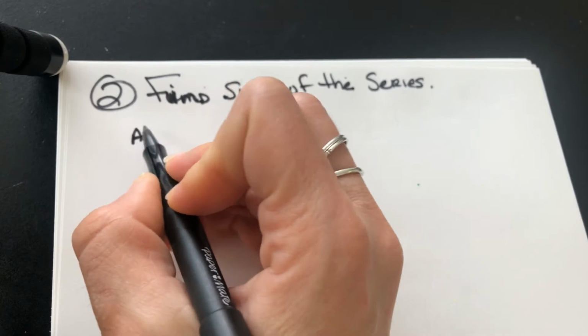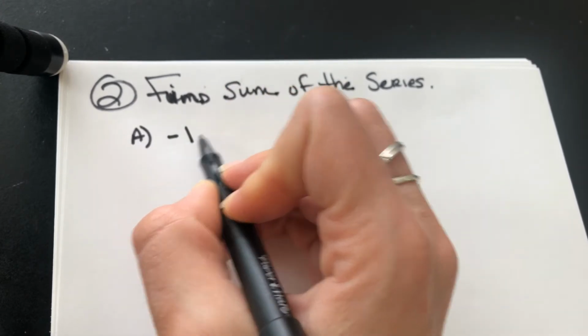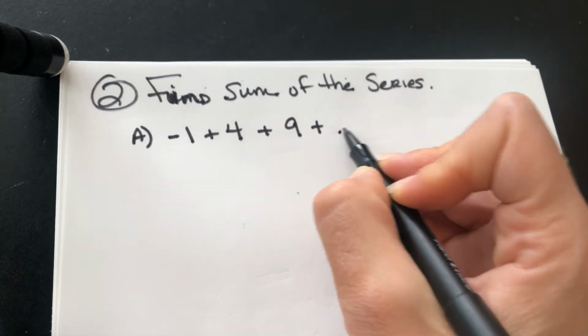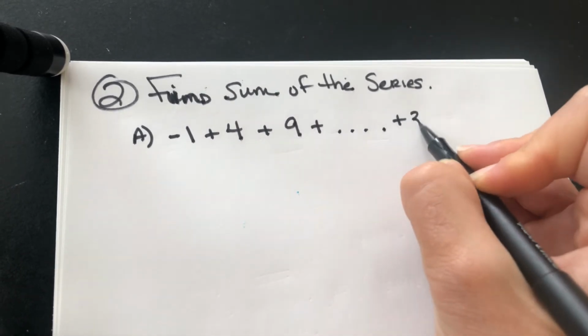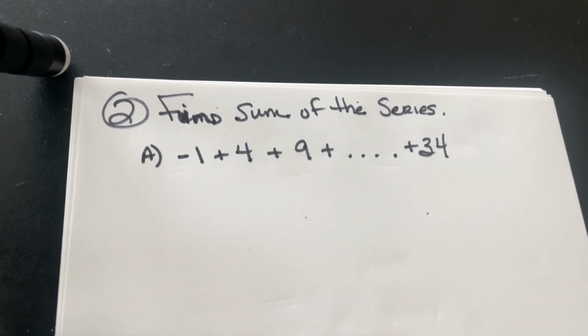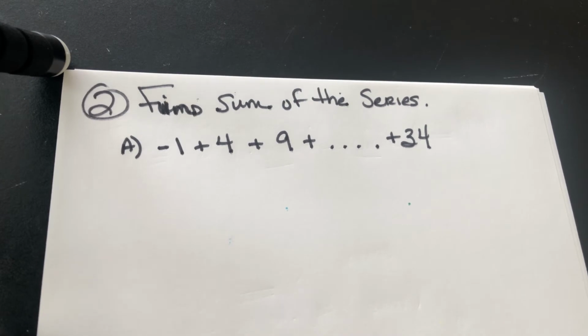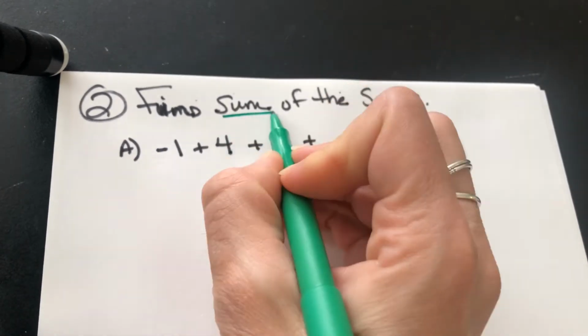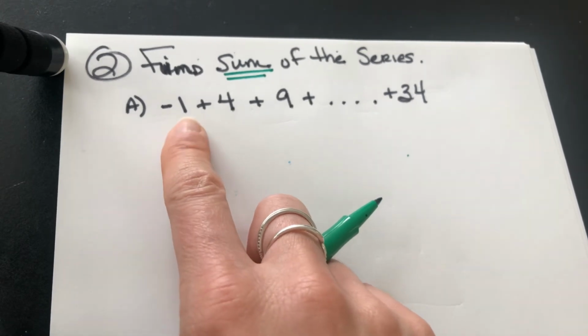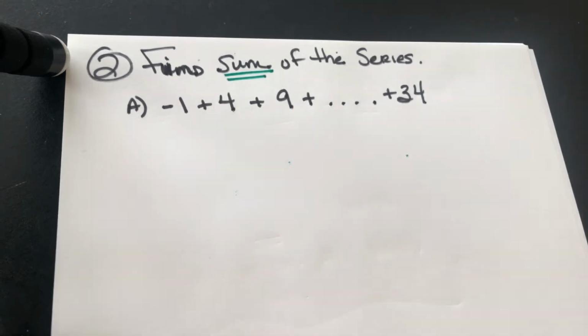Okay, so let's do an A: -1 plus 4 plus 9 plus ... 34. I'm just going to go to the side because I don't have it in front of me, and I want you guys constantly writing it down. When you hear the word sum, first thing, and I'm just going to keep going over it, you want to look. You notice it's going up by 5, so it is arithmetic.